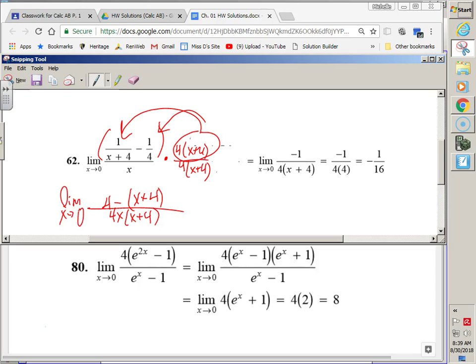So I would go from here to here. Now, distribute that negative. Negative x, negative 4, 4 minus 4, what happens? Negative x over x, what happens? It reduces. Plug it in, done.